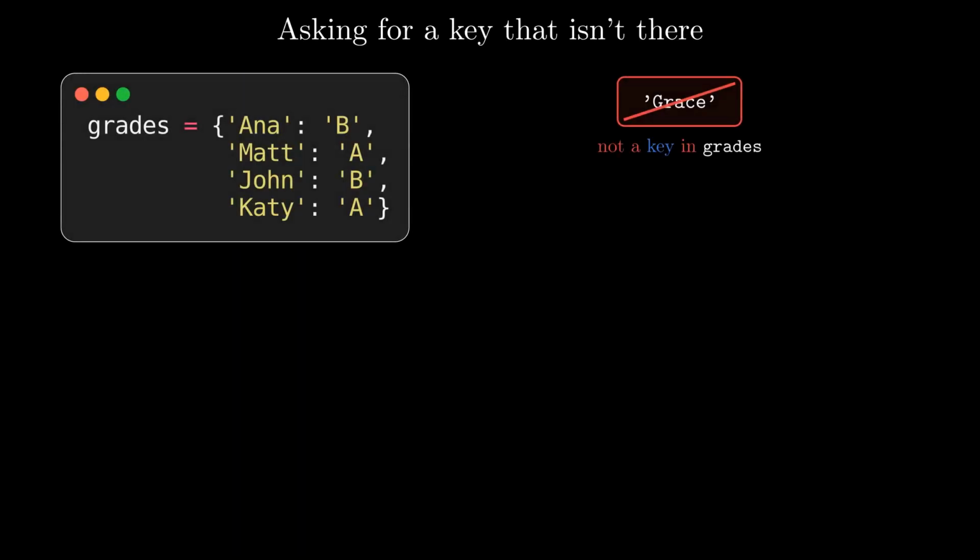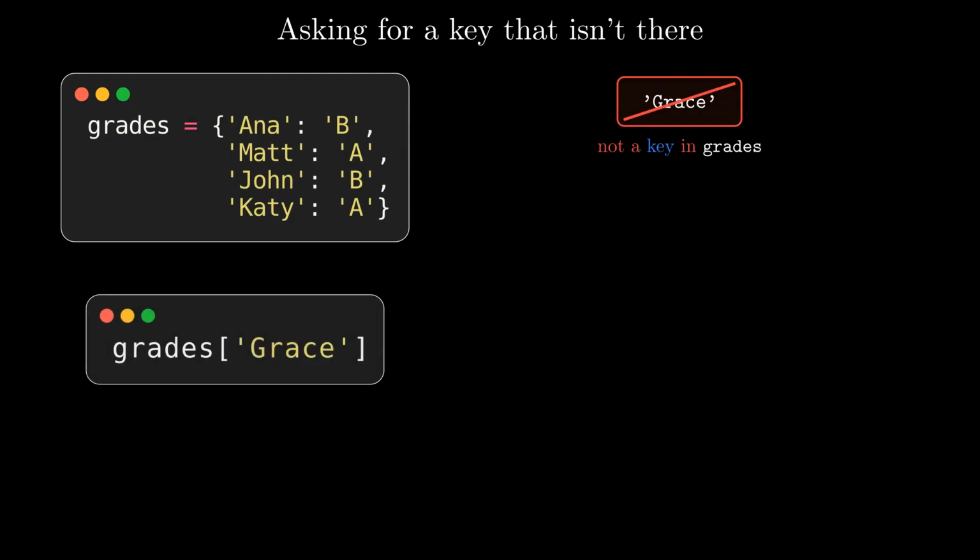But there's a catch. What if we ask for a key that isn't there? Suppose we write grades followed by the string grades in square brackets. Grades was never added to grades, so Python can't find that key.